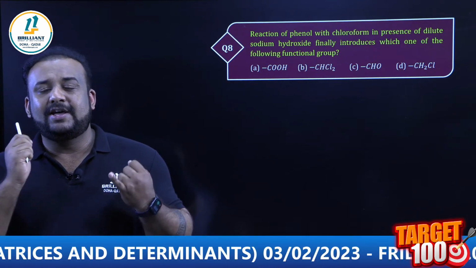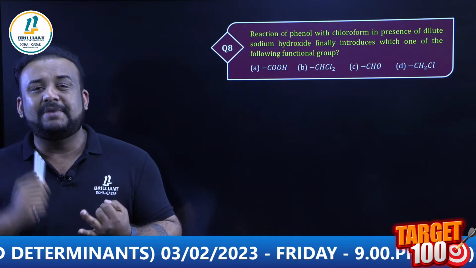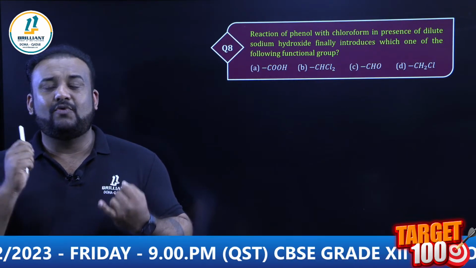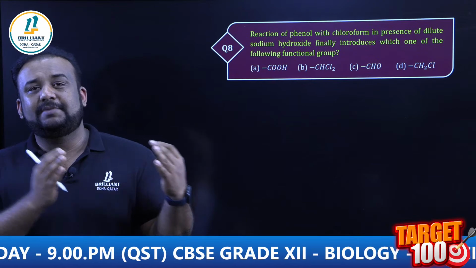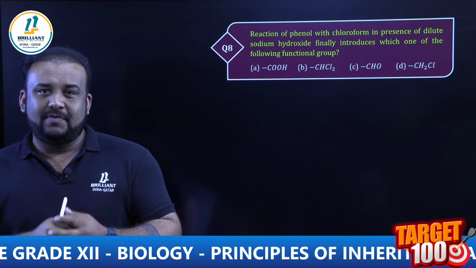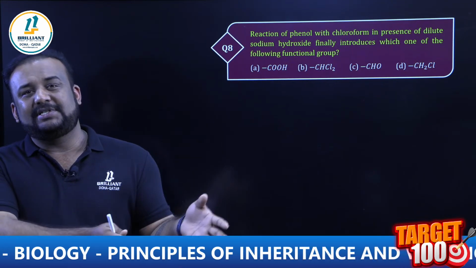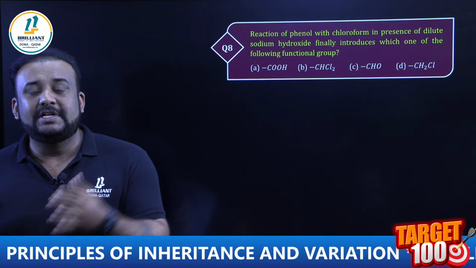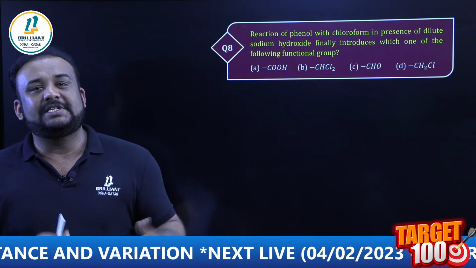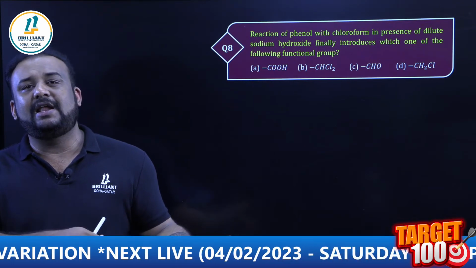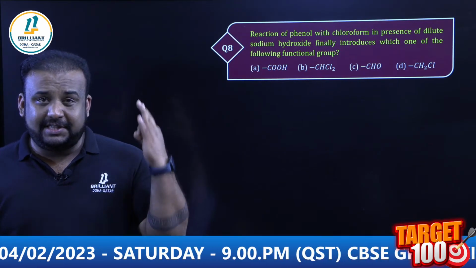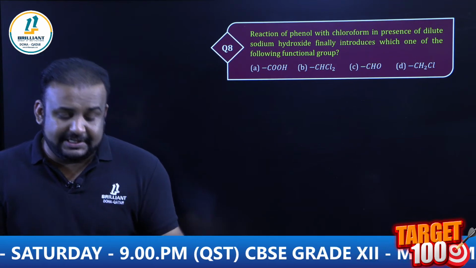What are they? Kolbe's electrolysis, Reimer-Tiemann reaction, and Williamson's ether synthesis, right? What is Kolbe's electrolysis? It is a process by which phenol can be converted into salicylic acid. What is Reimer-Tiemann reaction? It is a process by which phenol can be converted into salicylaldehyde. And what is the third one? The third one, Williamson's ether synthesis, where you treat an alkyl halide with sodium alkoxide and you get an ether. So these three named reactions are very important in this chapter.